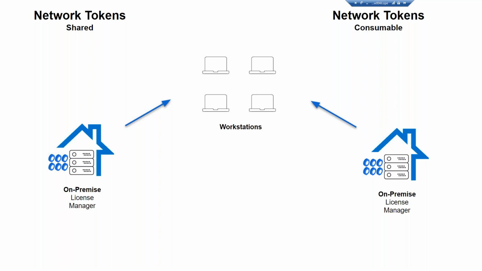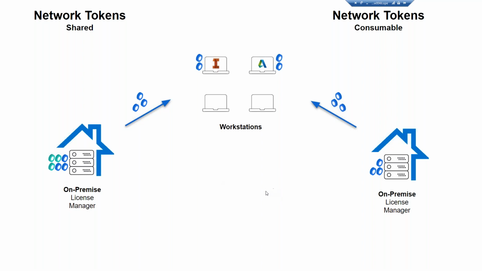Now, we've seen two types: shared tokens and consumable tokens. Shared tokens, basically, are like a floating license. You've got tokens which will be brought back into the pool after use. So I open up Inventor, I get, I don't know, 20 tokens. I work on it, and when I'm done, the tokens go back into the token pool. And there's always a pool on the license manager.